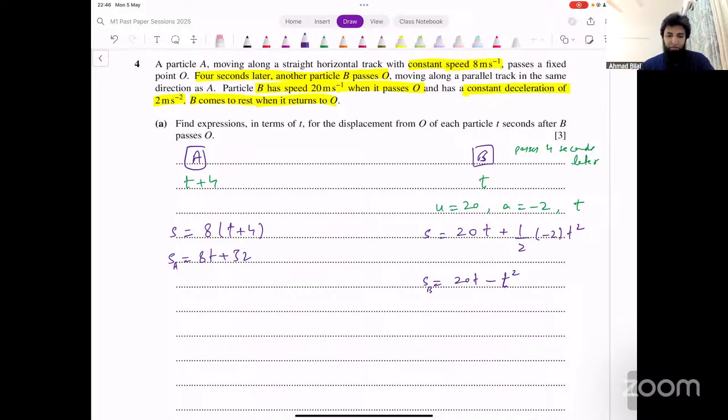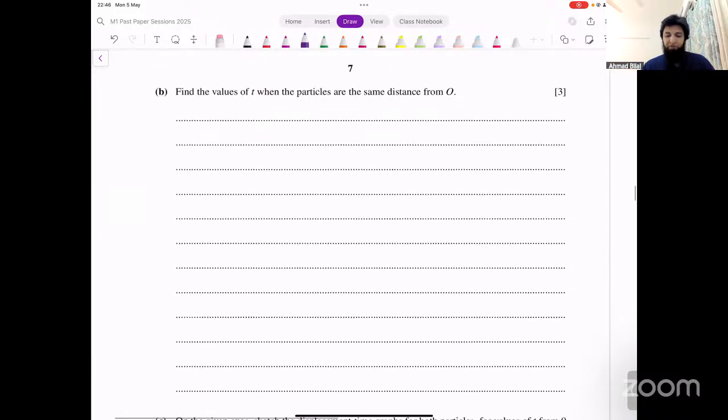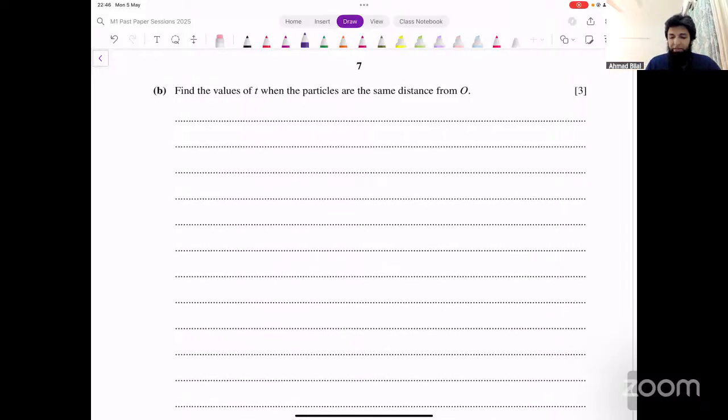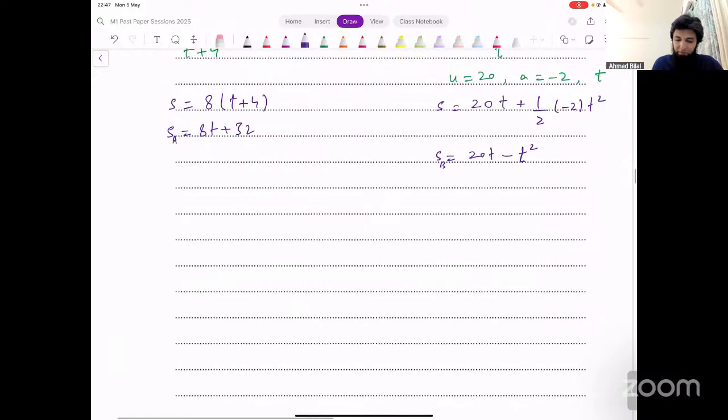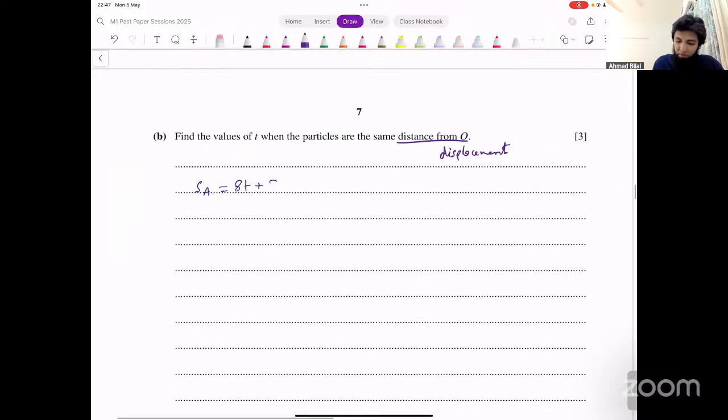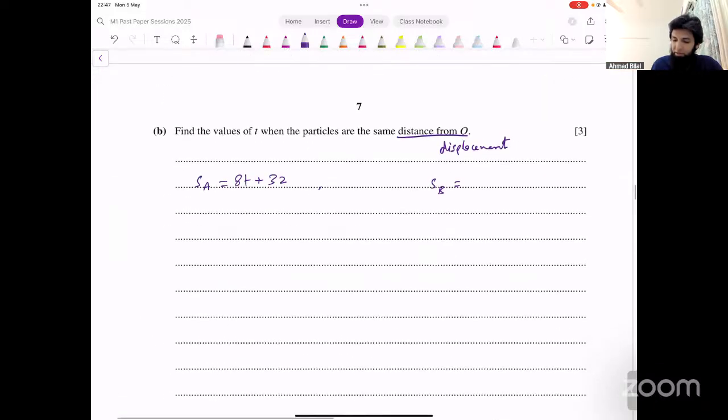Let's move on to the next one now. That's part A. Now it says find the values of t when the particles are at the same distance from O. Once you have these displacement functions, distance from O, what does that mean? Distance from the starting point, that's the definition of displacement. So they're saying find the values of t when the particles have the same displacement. Now we know the displacement function for both of them. Displacement function for A was 8t plus 32. Displacement function for B, that is 20t minus t squared.